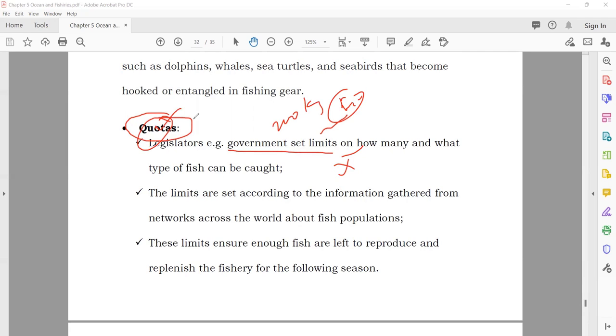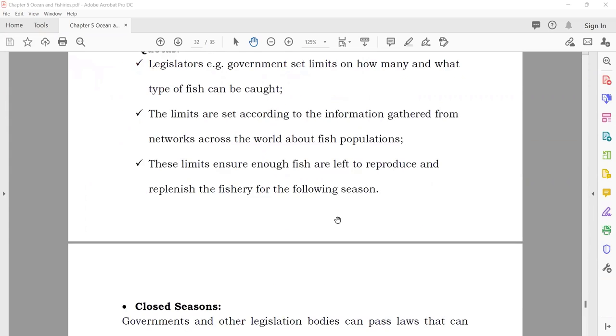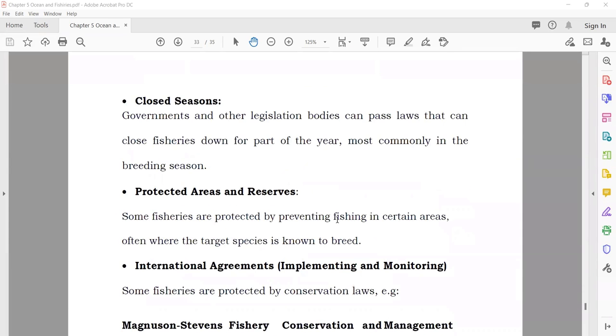Quotas mean you will fix an amount for someone. So that is his quota. For example, you say company A can catch 2000 kg. So what is the quota for company A? 2000 kg. And in this way, you can educate the people, you can educate the fishermen, so they should do it in this way, and the government should make legislation on that.